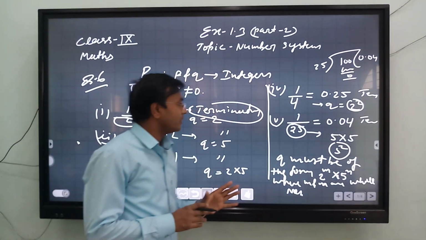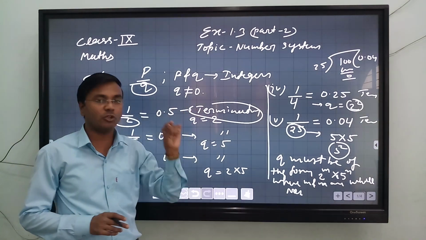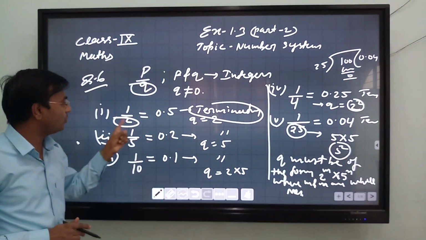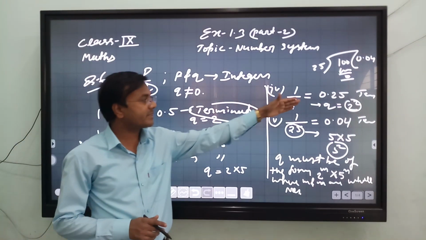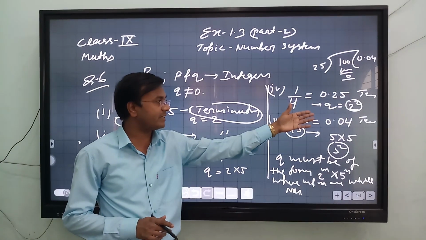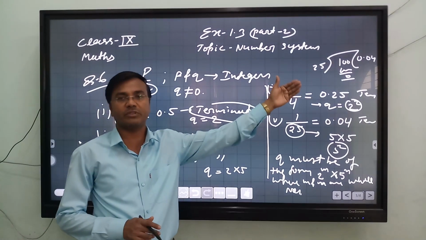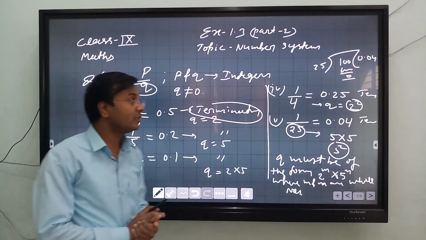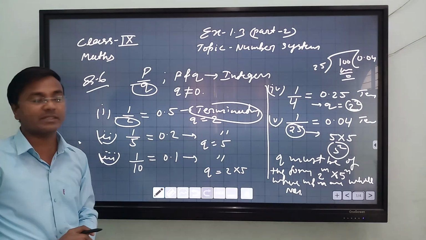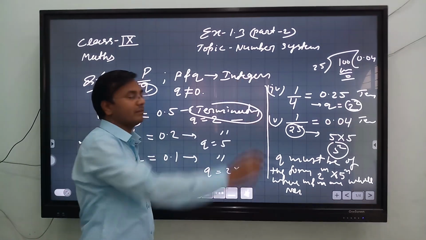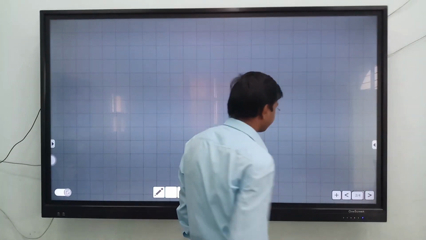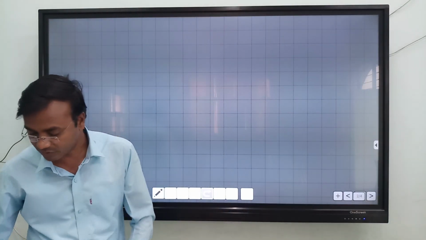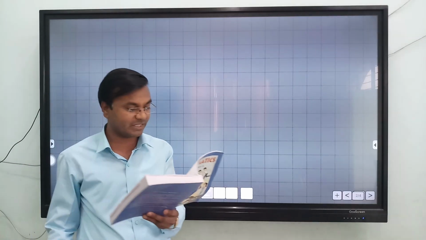So it means the fraction should contain the denominator as the number 2 only, 5 only, 2 and 5 both, or its higher powers, that is 2 to the power 2, 2 to the power 3, and so on, right? So this is a very important characteristic for the terminating decimal of a rational number. Okay, so this was the solution of question number 6.